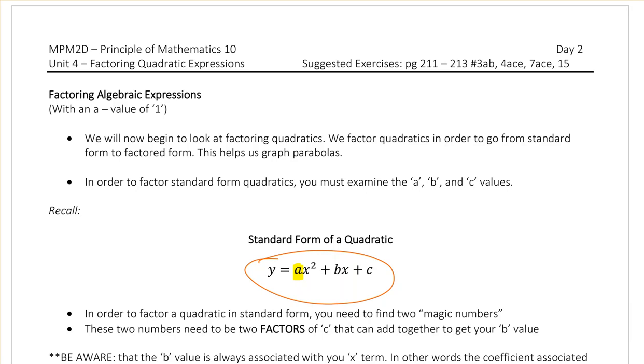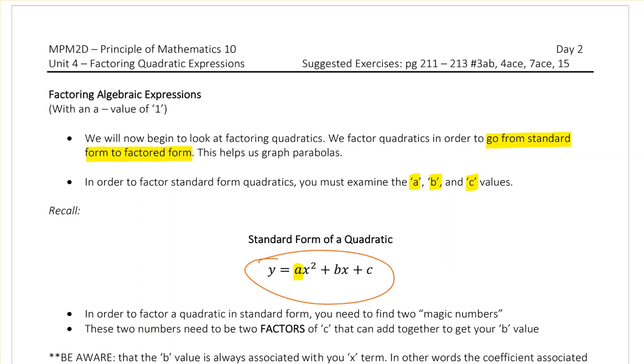The whole point of factoring is so that we can go from standard form to factored form, which will help us then graph parabolas. We can determine our zeros, and we can determine our vertex and the vertex components of axis of symmetry and optimal value a lot easier from factored form, because each quadratic form will give us something unique. In order to factor our standard form, we have to examine our a, our b, and our c values. Our a value is going to tell you the process that you undergo for this.